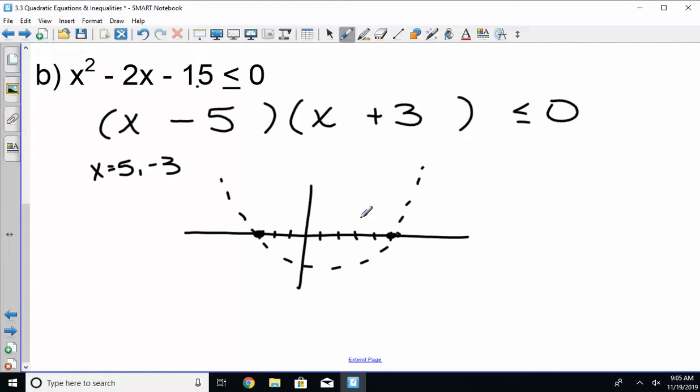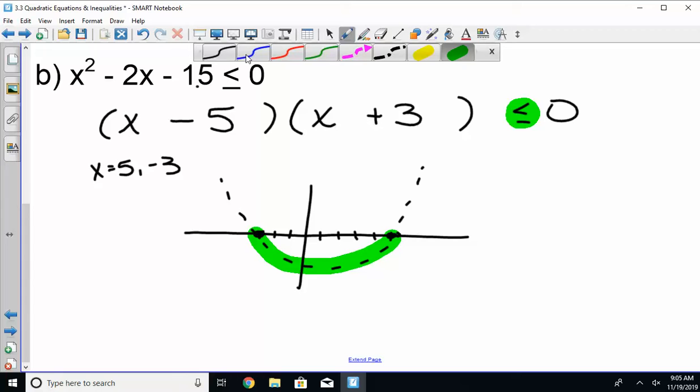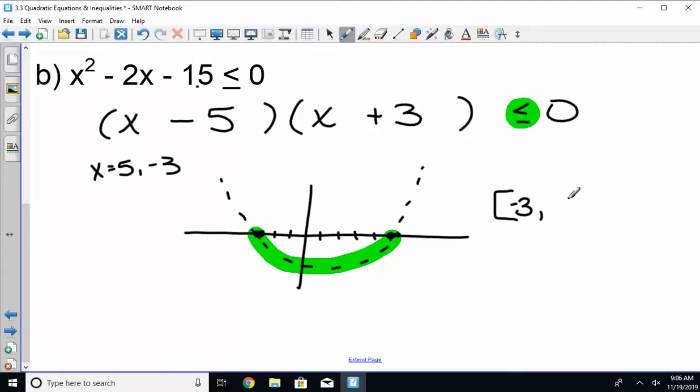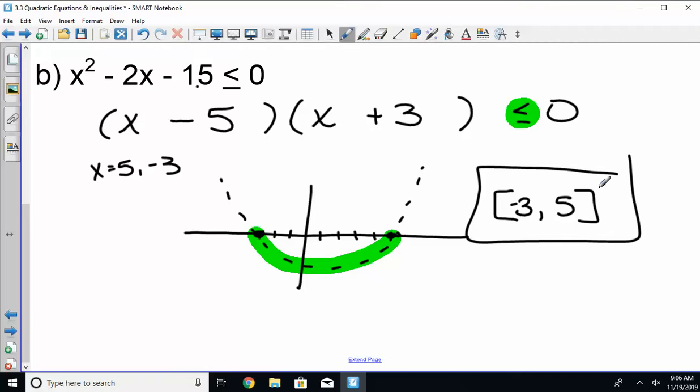Okay. What did I want for my answers? Above or below? Less? Yeah, less than is below, but we have to include 0 this time, so we will put a bracket starting at -3 and ending at 5. Questions on that one?